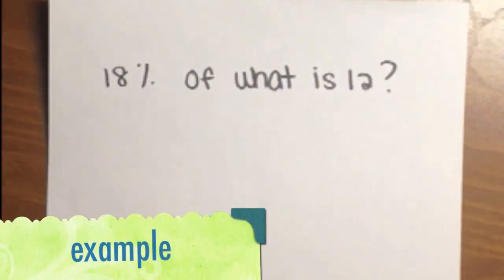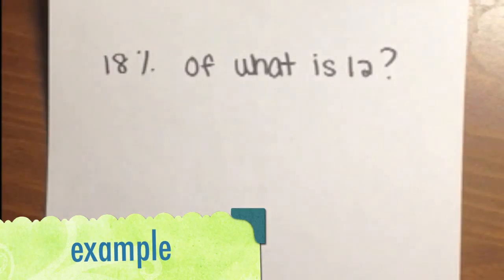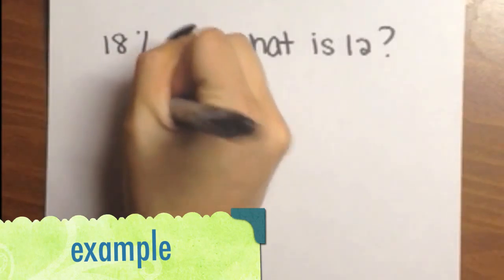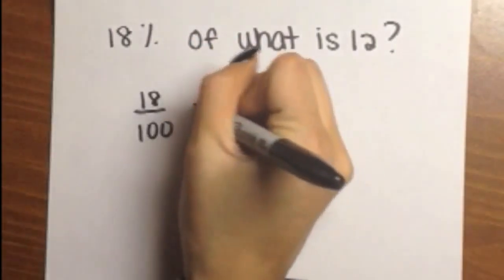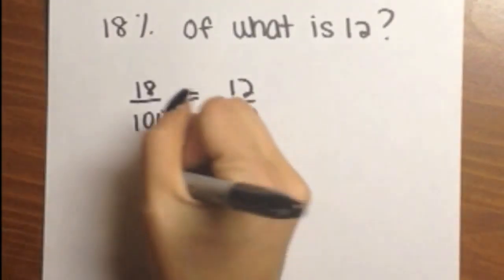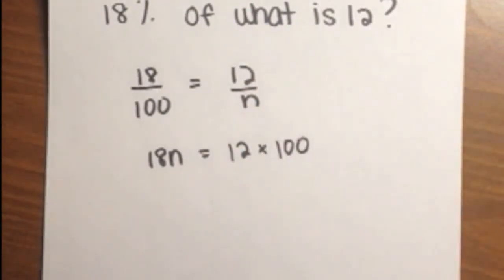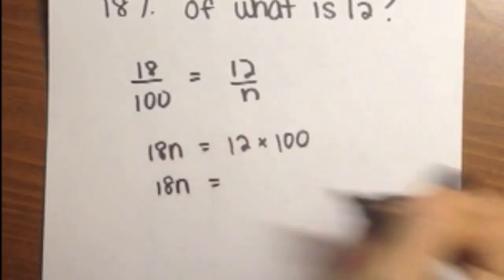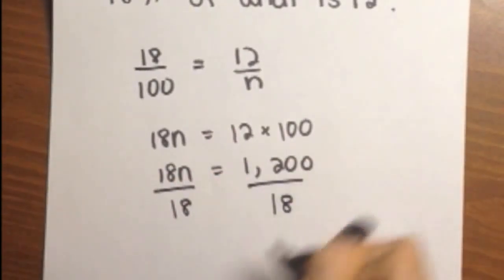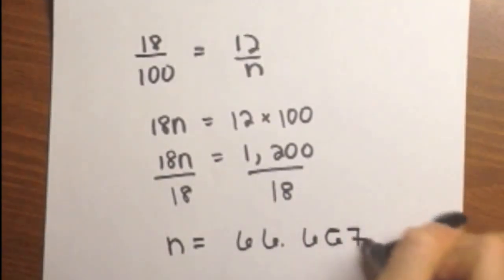The problem is 18% of what is 12. You are given the percent and you are given the amount, but you don't have the base. To solve this problem, you're going to use a proportion. The first ratio will be 18, which is the percent, over 100, is equal to the amount over the base, which is 12 over n. Cross multiply to give you 18n equals 12 times 100. Therefore, you have 18n equals 1,200. You divide each side by 18, giving you n equals 66.667, repeating.